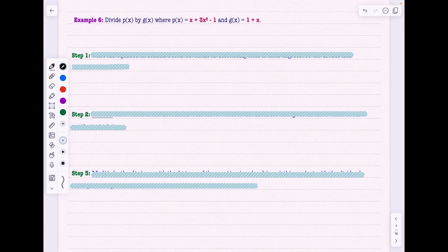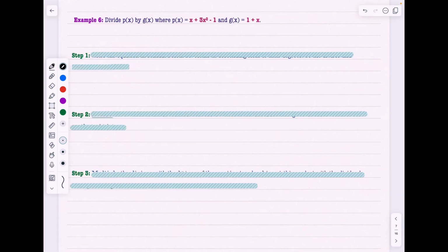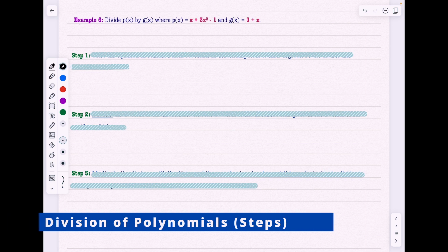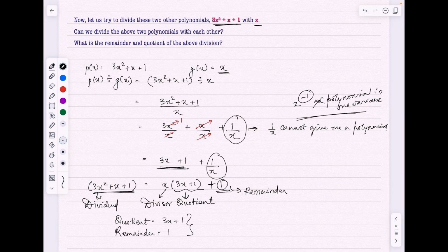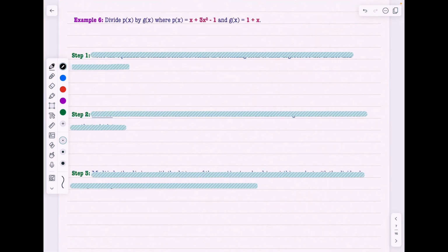Now, this is one example. Here you got the remainder as 1 and the quotient as 3x plus 1. Now we are going to solve these other ones. Here only x was in the denominator, so you could divide easily. But when the denominator is x plus 1, you cannot separate the terms in the numerator. If only x is there, you can separate it, but if x plus 1 is there, it is very difficult to do. So what are the steps to divide this? Understood?